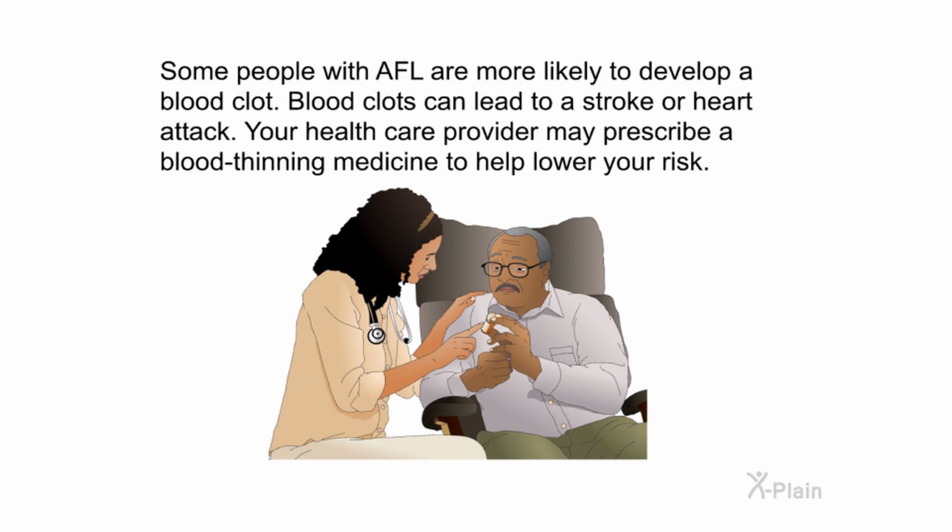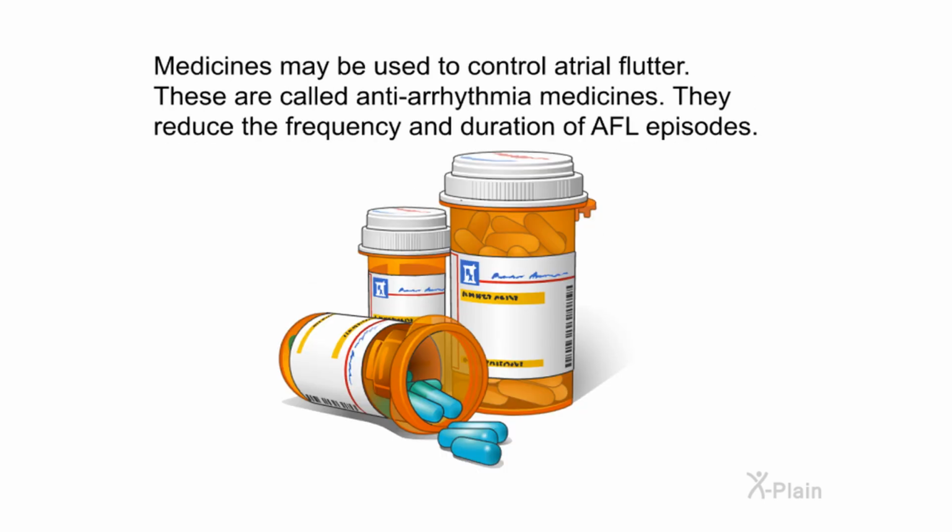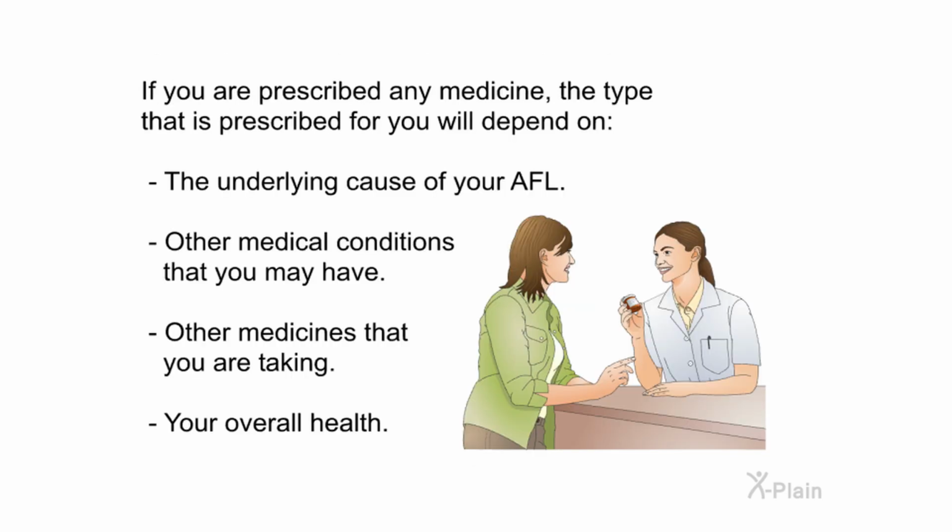Some people with AFL are more likely to develop a blood clot. Blood clots can lead to a stroke or heart attack. Your healthcare provider may prescribe a blood-thinning medicine to help lower your risk. Medicines may be used to control atrial flutter. These are called anti-arrhythmia medicines. They reduce the frequency and duration of AFL episodes. If you are prescribed any medicine, the type that is prescribed for you will depend on the underlying cause of your AFL, other medical conditions that you may have, other medicines that you are taking, and your overall health.